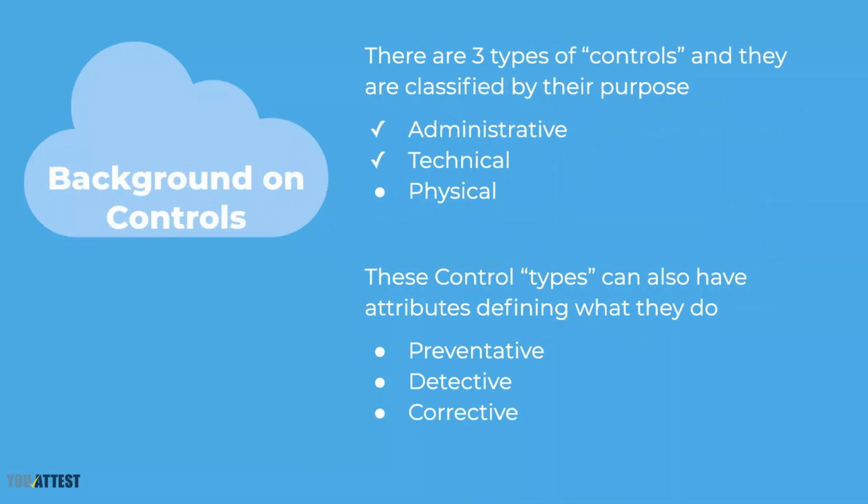Controls. Let's make sure we're level setting a few things as we start to dive in. Things are going to move pretty quickly, but to make sure that we're all on the same page, I wanted to give a little background. With respect to controls, there are 3 types of controls, and they are classified by their purpose. Those 3, of course, are administrative, technical, and physical.